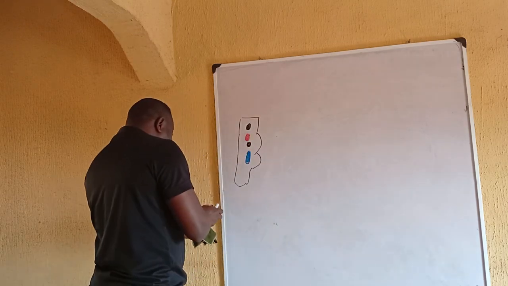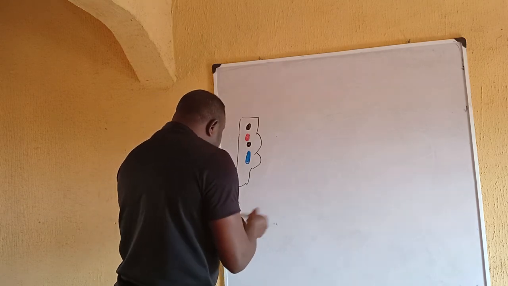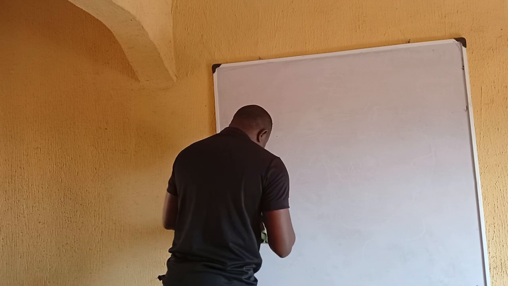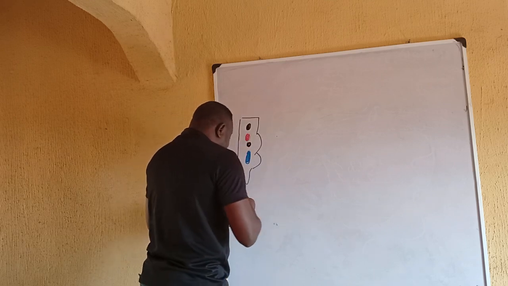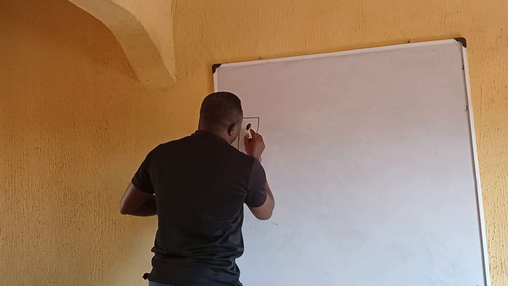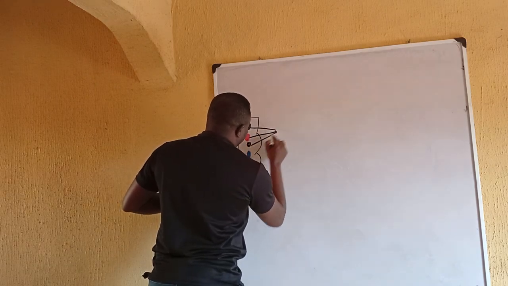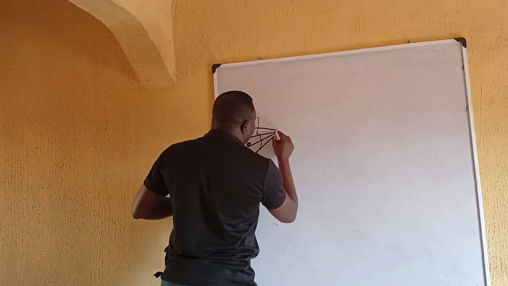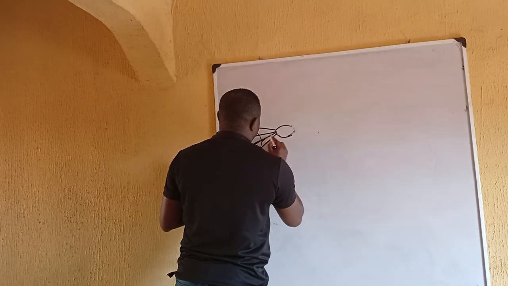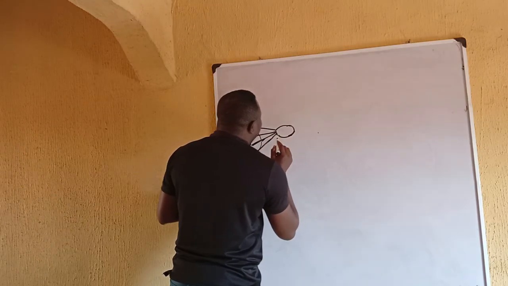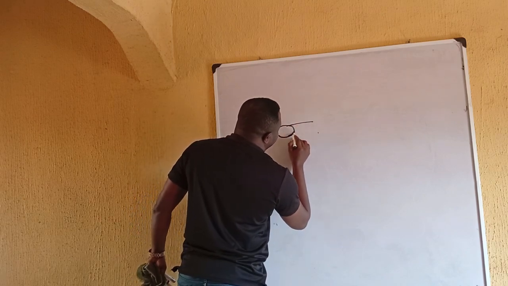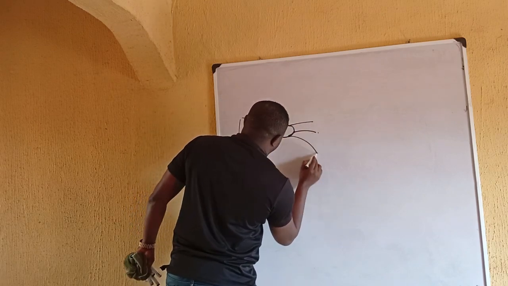Now, like I said, from these nuclei we have rootlets that actually form the trigeminal ganglion. Now, the trigeminal ganglion gives rise to the ophthalmic division, the maxillary division, and the mandibular division.